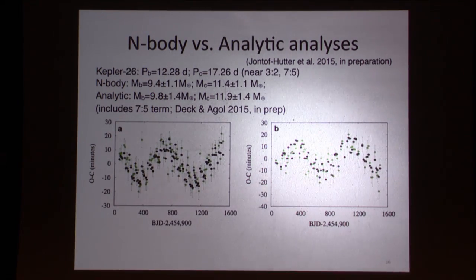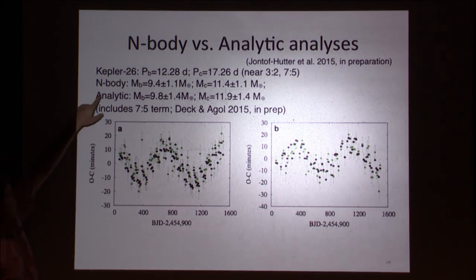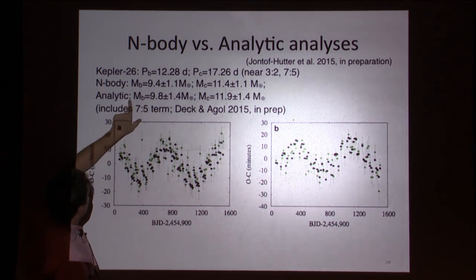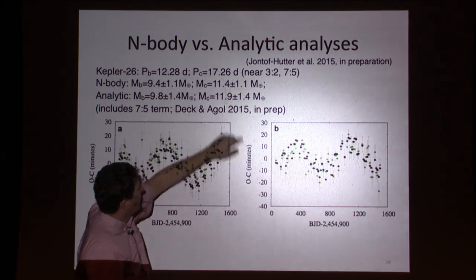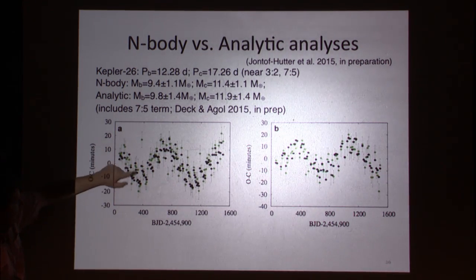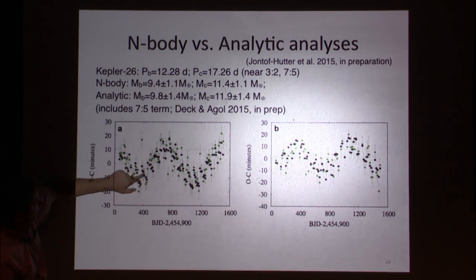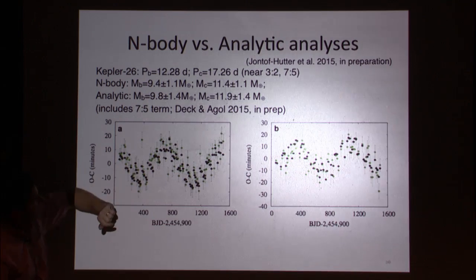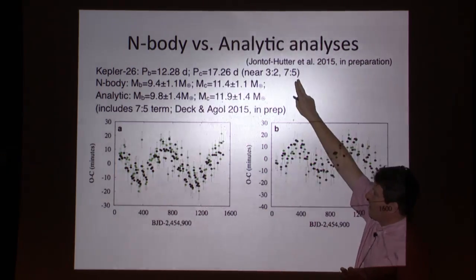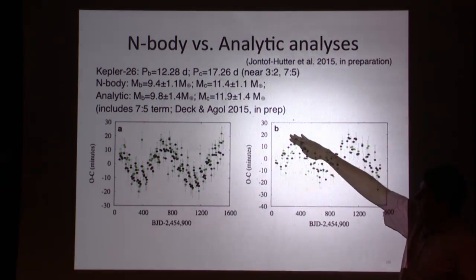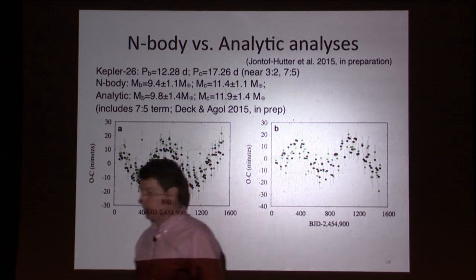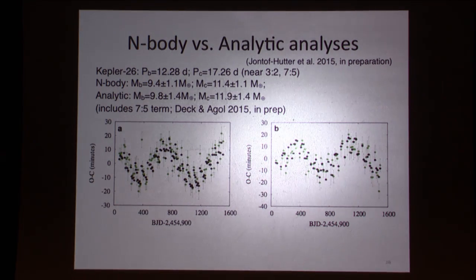And then, let's see, here's another system. We've just analyzed Kepler 26. N-body gives 9.4 and 11.4. The analytic model gives 10 and 12 Earth masses. So within 1 sigma, they're consistent. This also shows the black is the model, green is the data. I should have said that in the last one as well. And you can see jumps that are part of this chopping. These are close to a 3:2 period ratio. They're actually even closer to 7:5. And we've now derived a second order in eccentricity term, which is in prep. And when we add that in, we get a better agreement than if we just use a first order eccentricity analytic approximation.